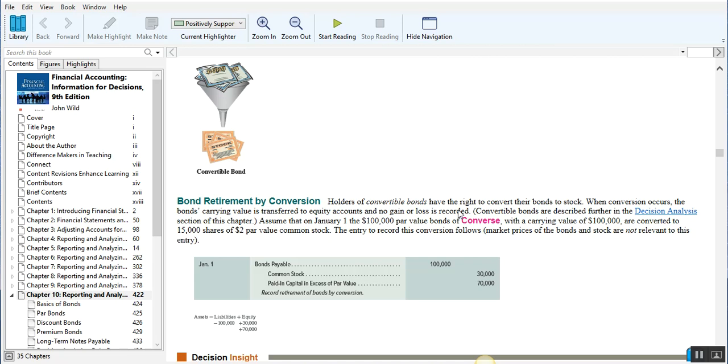So what you're going to do is this. You have a par value common stock, $2 par value per share. What it says here is the conversion allows for this $100,000 of bonds to be converted into 15,000 shares of $2 par value. What that means is you're going to close out the bonds payable, but in the equity section of the balance sheet, now you're only going to record the par value of the common stock as common stock. So the par value here is 15,000 times 2. That's going to be $30,000.